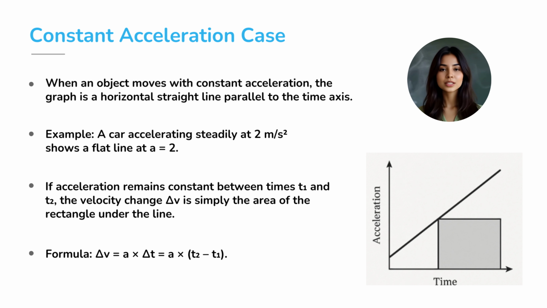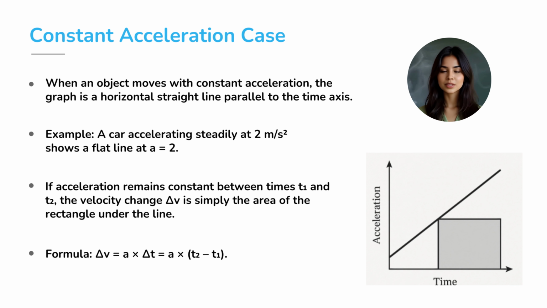Let's first look at the simple case of uniform acceleration. When an object moves with constant acceleration, the graph is a horizontal line parallel to the time axis. For example, if a car steadily accelerates at 2 meters per second squared, you will see a straight line at the value a equals 2.